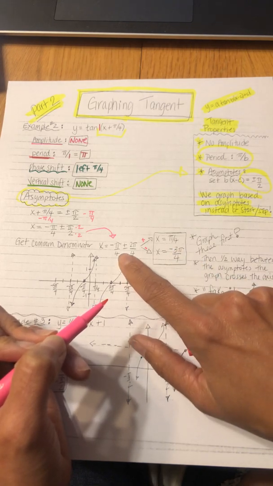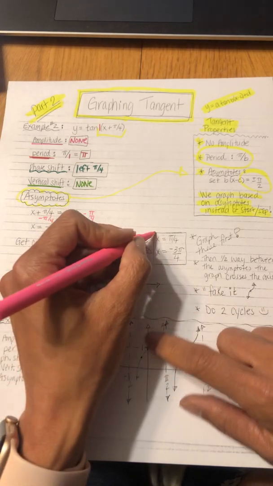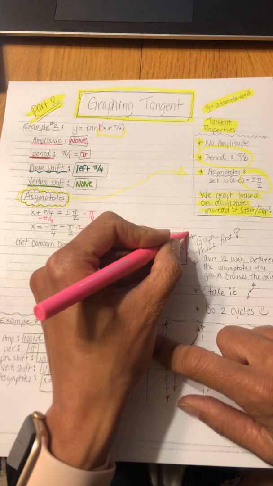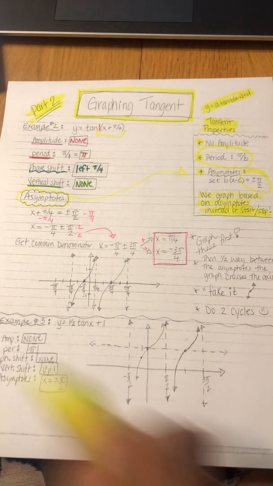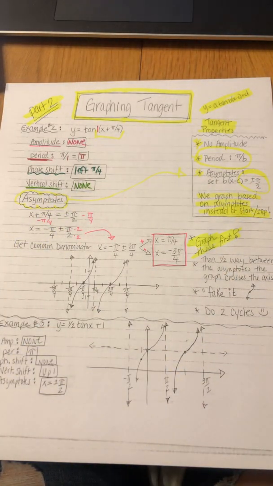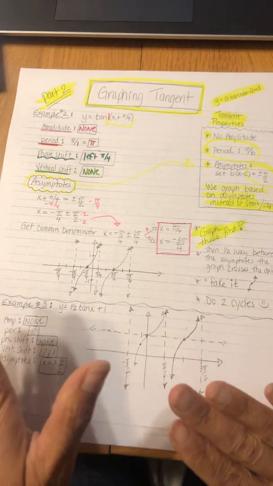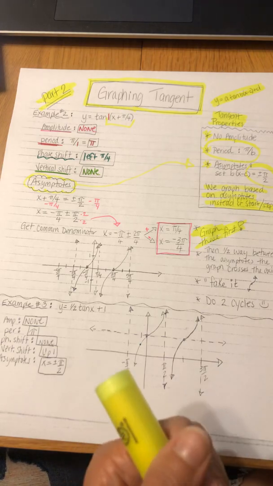Negative pi over 4 minus 2 pi over 4 is negative 3 pi over 4. Okay, here are our asymptotes. And that is where we're going to start. You always start the graph with the asymptotes because that's how you know where the tangent graph is. Okay, so let's start there. So this graph is already ready for me, okay?